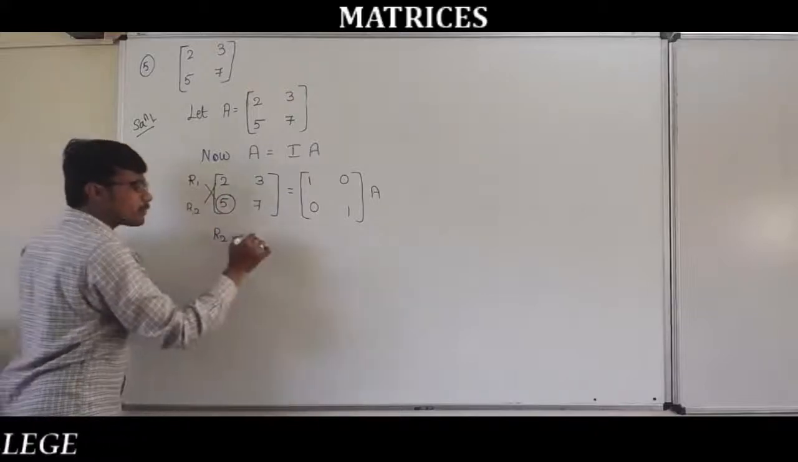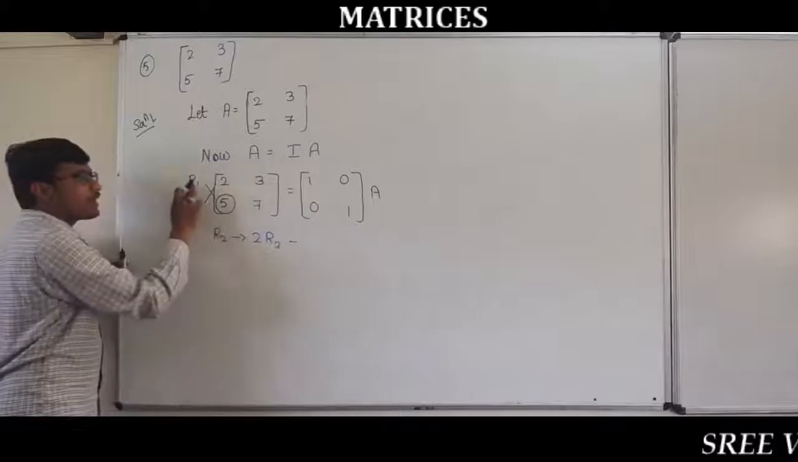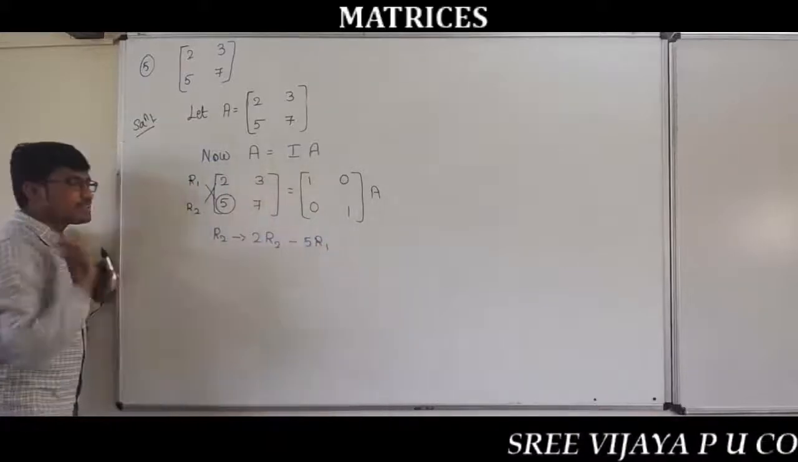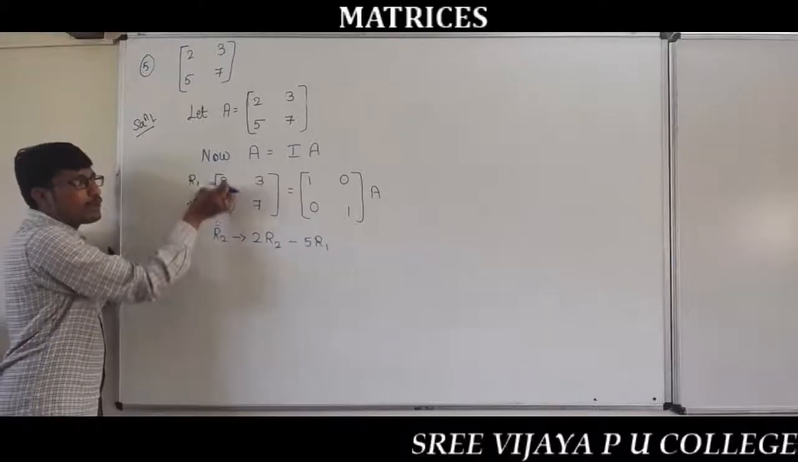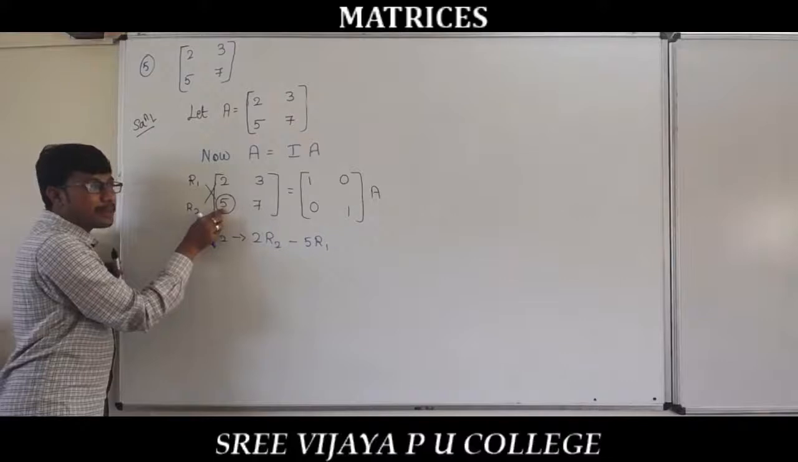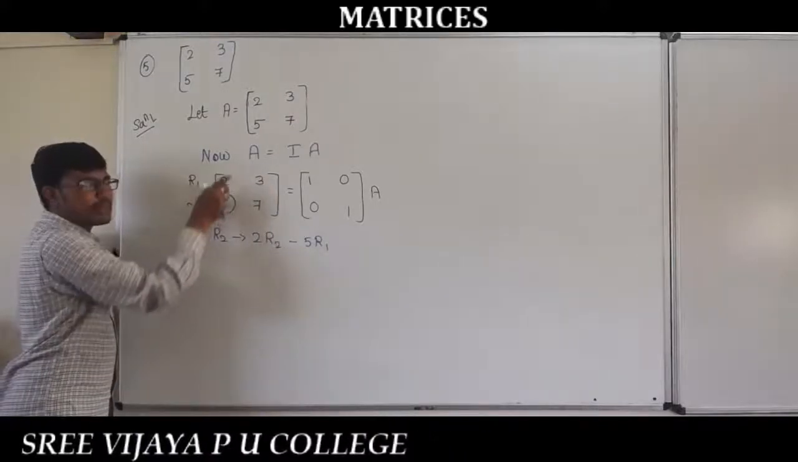2 times R2, and you can subtract 5 times R1. Otherwise, normally 5 and 2 are different. To make it 0, you can multiply this by 2: 5 2s are 10. For this you can multiply by 5: 2 5s are 10. So 10 minus 10 becomes 0, right?